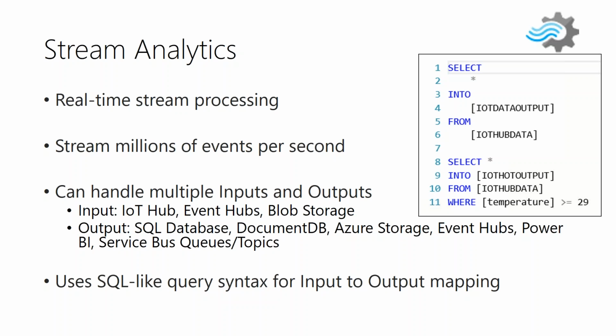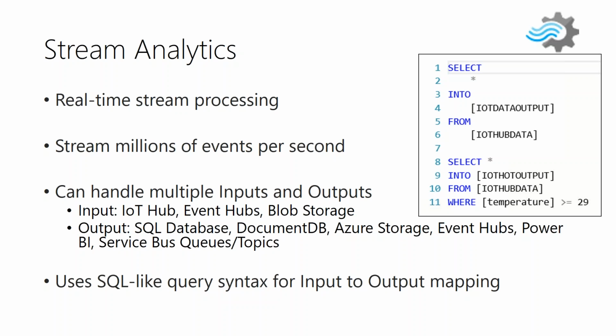Stream Analytics provides a really good gateway for splitting out the data for hot and cold data paths for a Lambda architecture. Data can be ingested into Stream Analytics from Azure IoT Hub, Event Hubs, or a Blob Storage account. And when the data exits Stream Analytics on the other side, it can output to things like SQL Database, Cosmos DB, Azure Storage, Event Hubs, Power BI, Service Bus topics or queues.